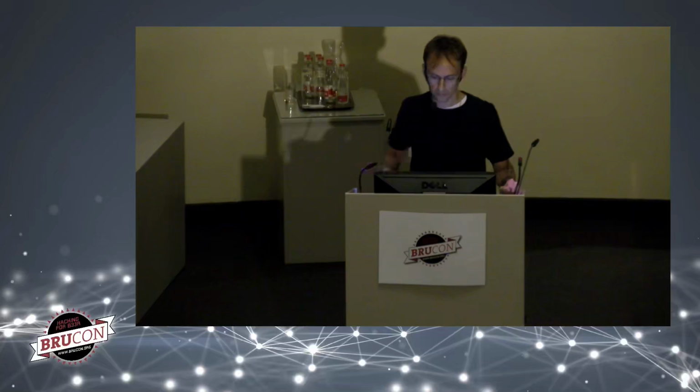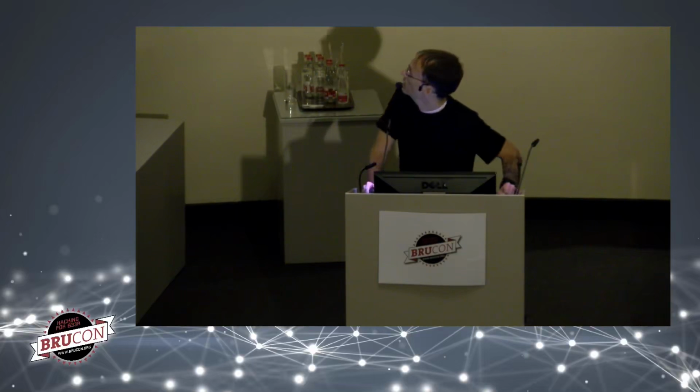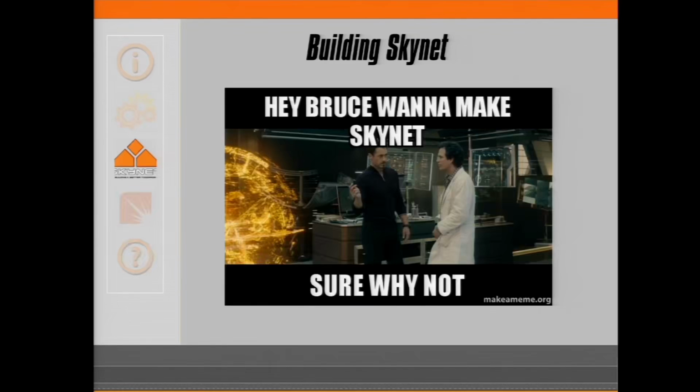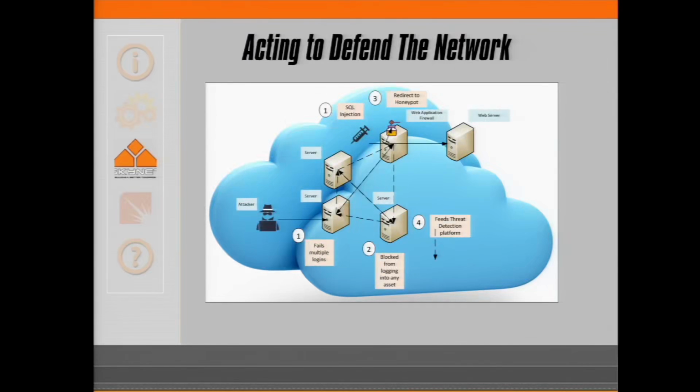First example of some cooperative behavior: an insider scanning a server, sharing those events. Then the server shares those with server B with a switch, and the switch starts logging that intruder traffic. It gets a bit more extensive than that. Let's see how our systems start acting together, acting to defend the network.